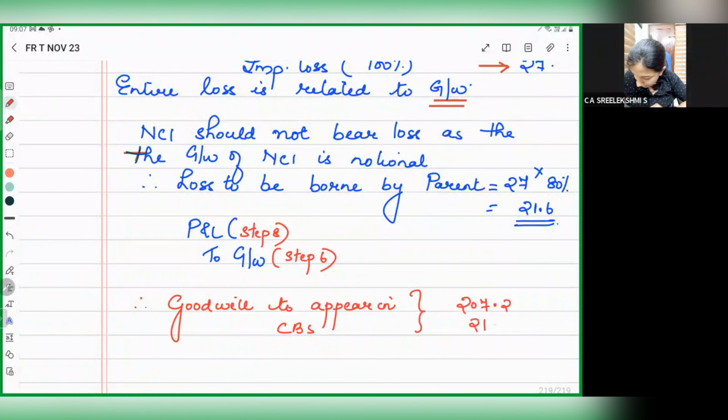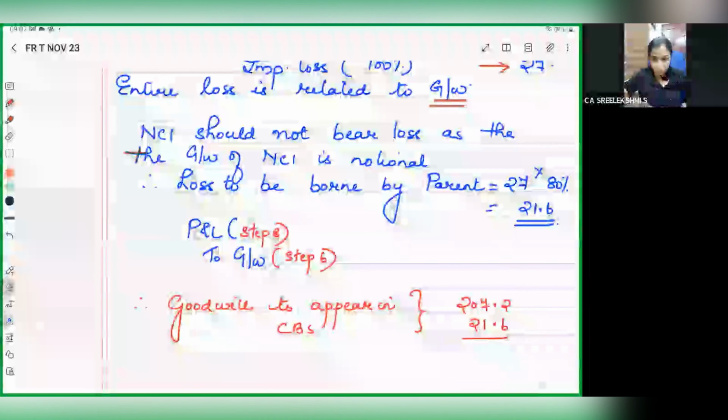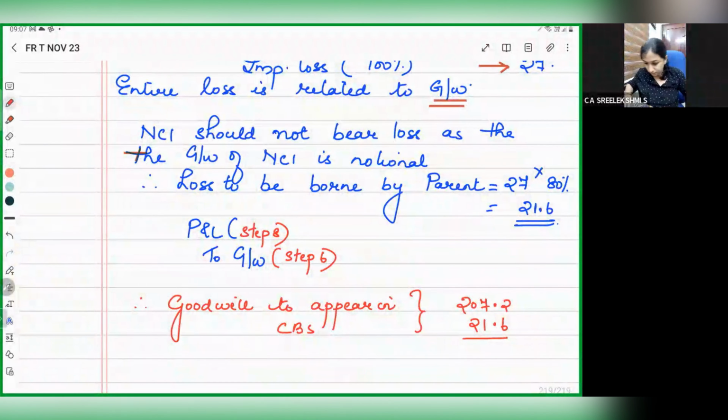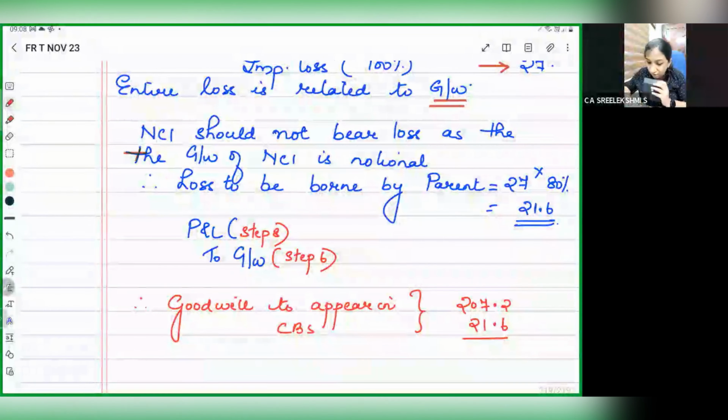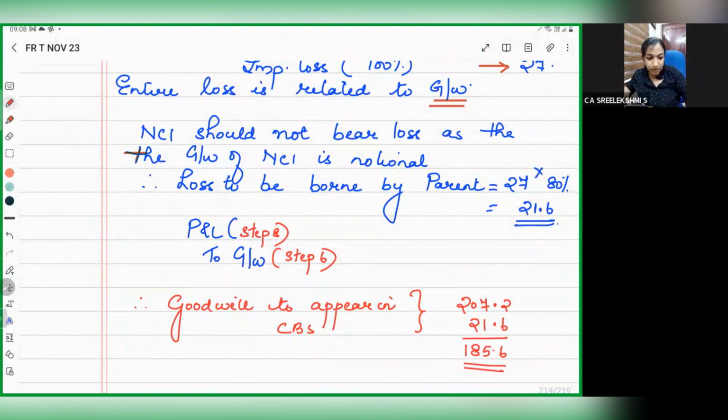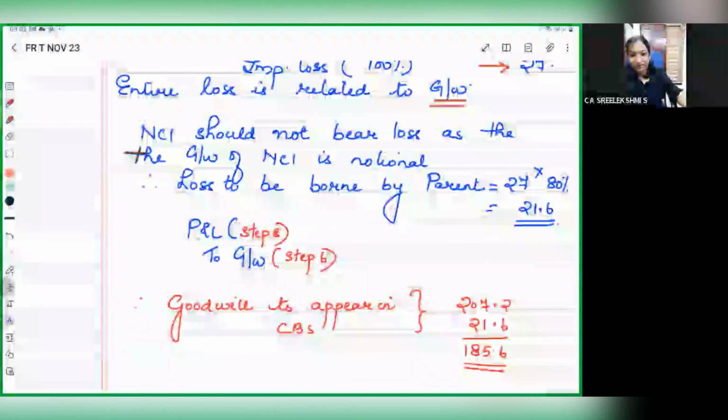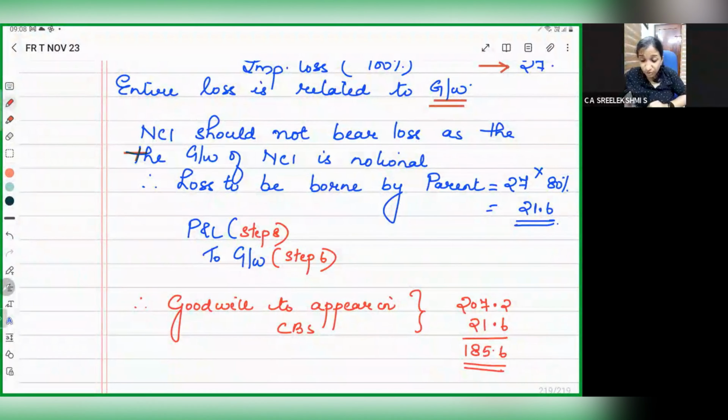207.2 minus 21.6. How much? Is it 185.6? 185.6. Okay, good.